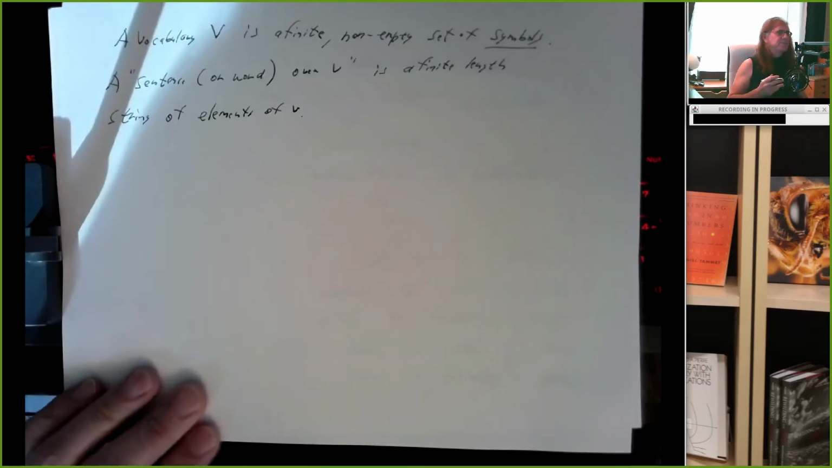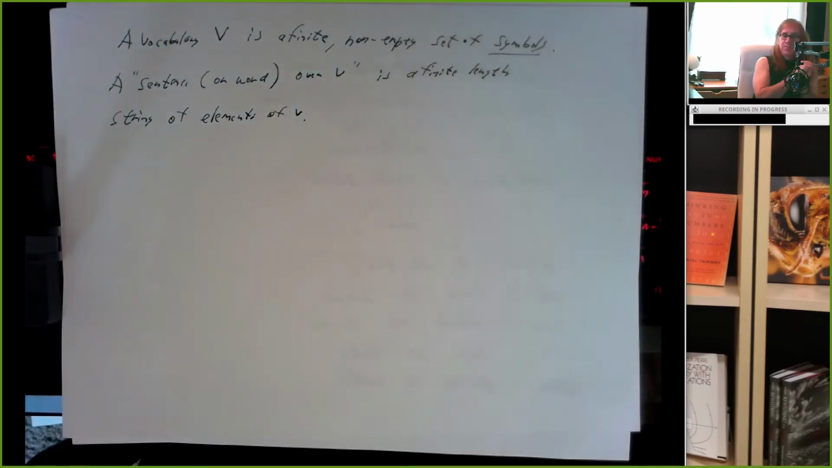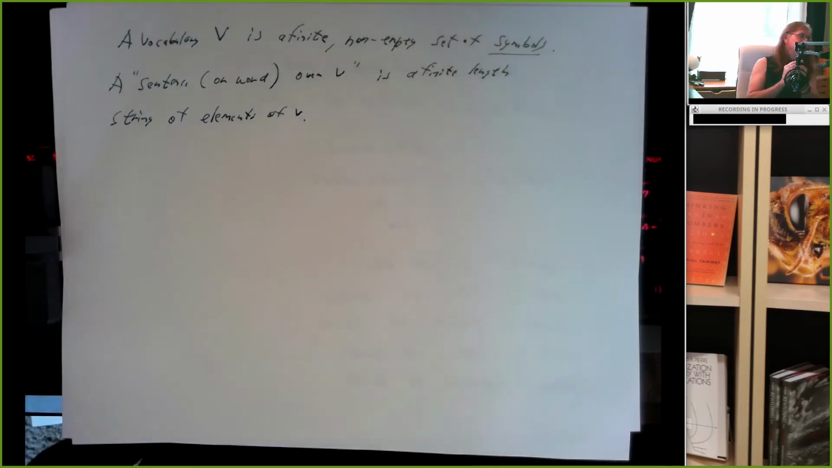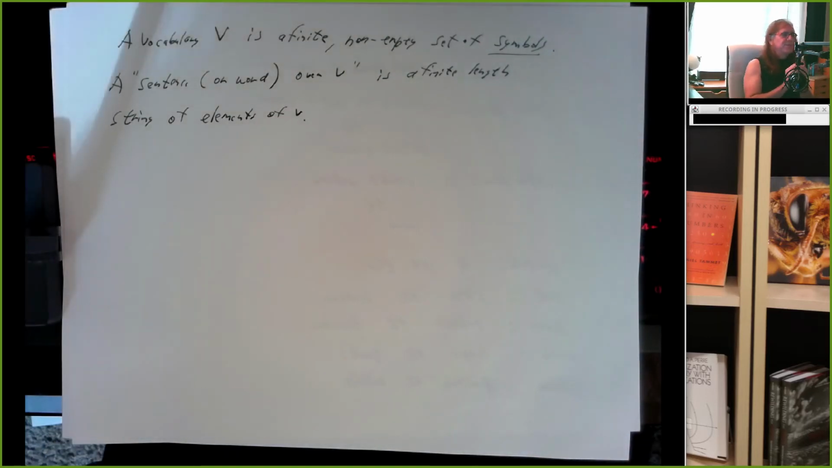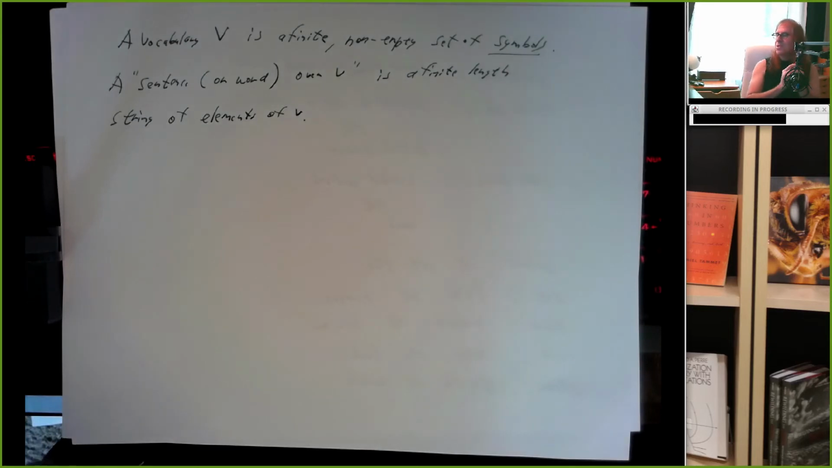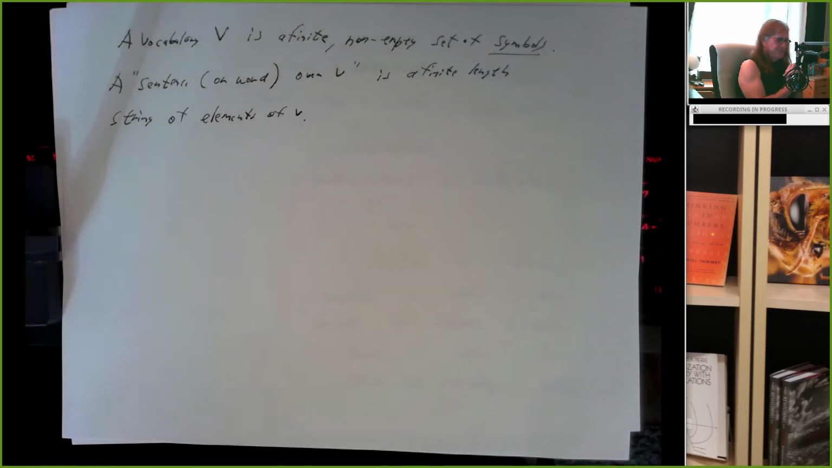All right, V is a vocabulary. It's a finite, non-empty set of symbols. Think of it as letters, maybe. Think of it as words, maybe. But symbols. A sentence over V is just a finite length string of those elements. Some or all of them, could be multiples. Might not have some of them in.